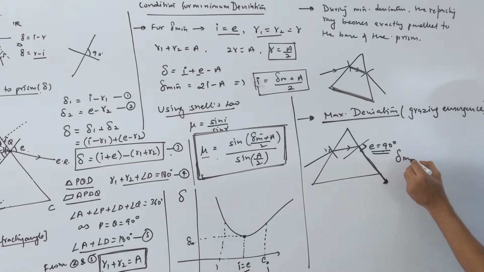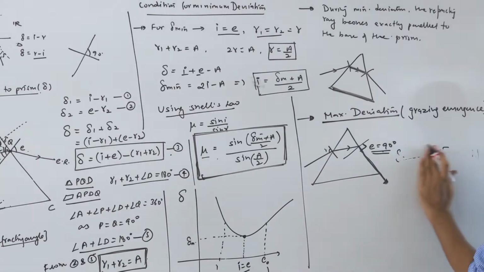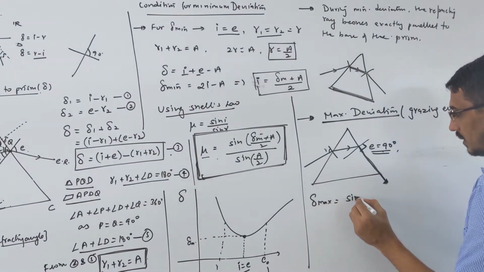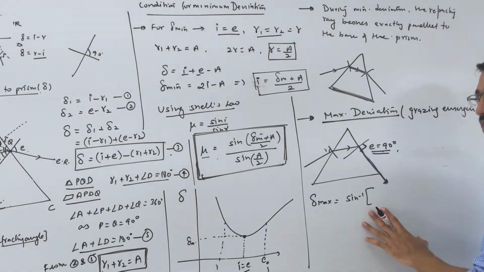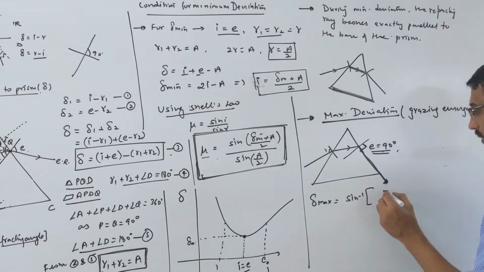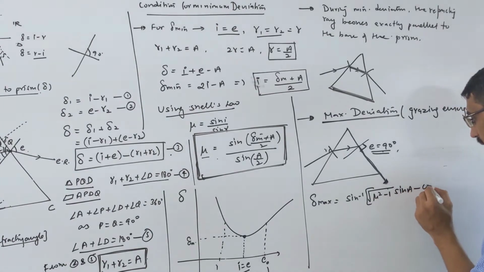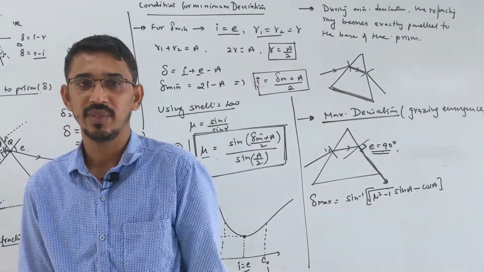This is called del max is equal to sine inverse of root of mu square minus 1, sine, can you see it, or should I write on the other side? One second, let me write it here. Del max is sine inverse of, it's not much important for NEET students, okay. If you have the capacity to remember, you can remember, this much is enough. Root of mu square minus 1 times sine A minus cos A, this is your del max, the condition for maximum deviation, okay.